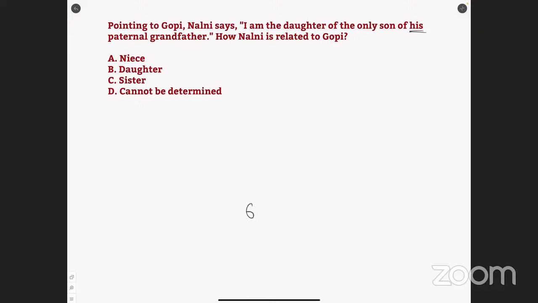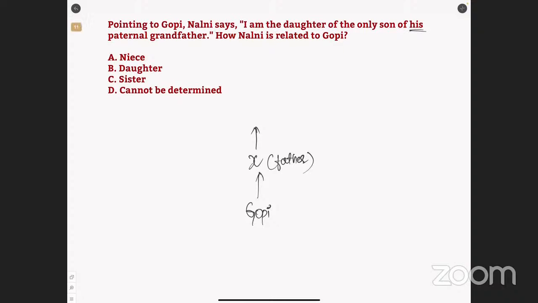So let's say this is Gopi. His paternal grandfather means Gopi has a father. We do not know the name. We'll call them X. So this is Gopi's father. So father of Gopi, and his father, let's call them grandfather. Okay, paternal grandfather of Gopi. Now, we have determined this much.